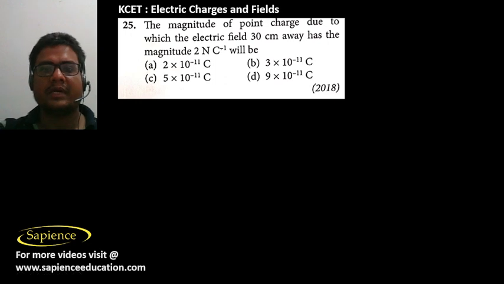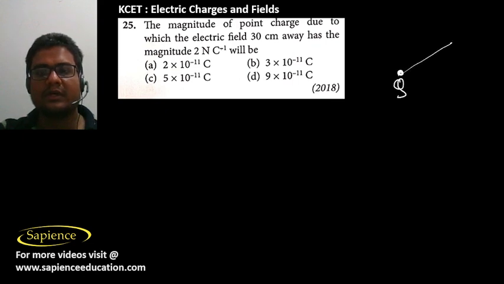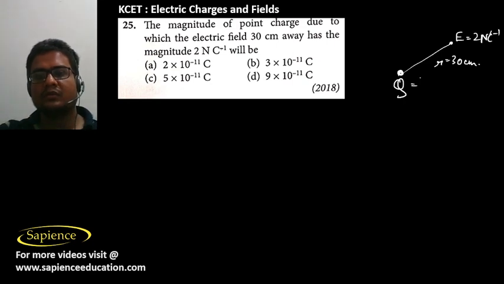Then it is told the magnitude of the point charge Q due to which the electric field at a distance R, which is 30 centimeters, has a given magnitude. The magnitude of this point charge Q we have to find.